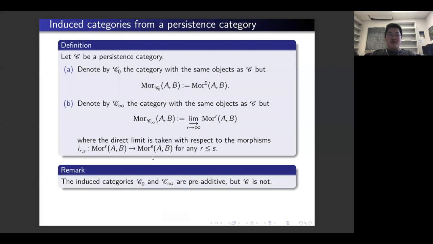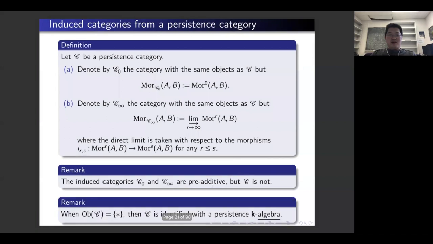A remark is that C0 and C infinity, both of these special categories are pre-additive. So there's an abelian group structure on the hom set. But the persistent category itself is actually not. This is not like in the classic setup. Also, if the object set is only one point, then like in the classic case, the category itself will be identified with a persistent algebra, because you have a composition. For example, the Hamiltonian Floer homology is probably a persistent algebra. It's filtered, and if you identify it with quantum homology, then the quantum product will give you the algebra structure.